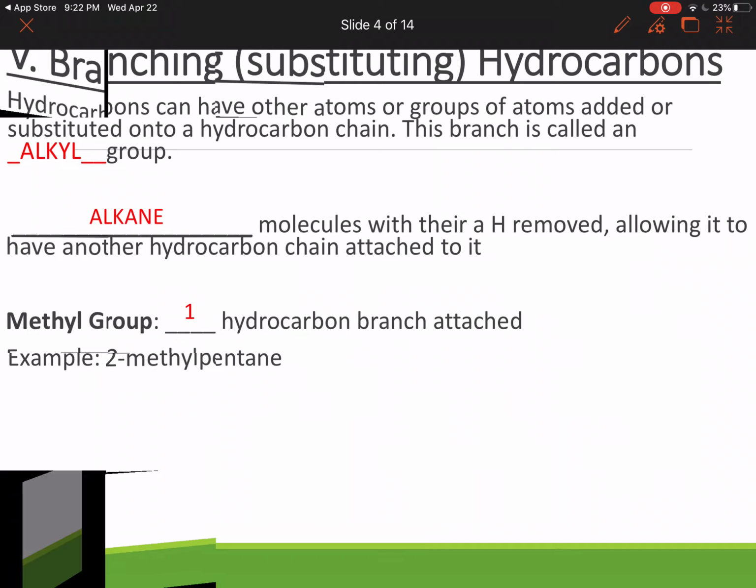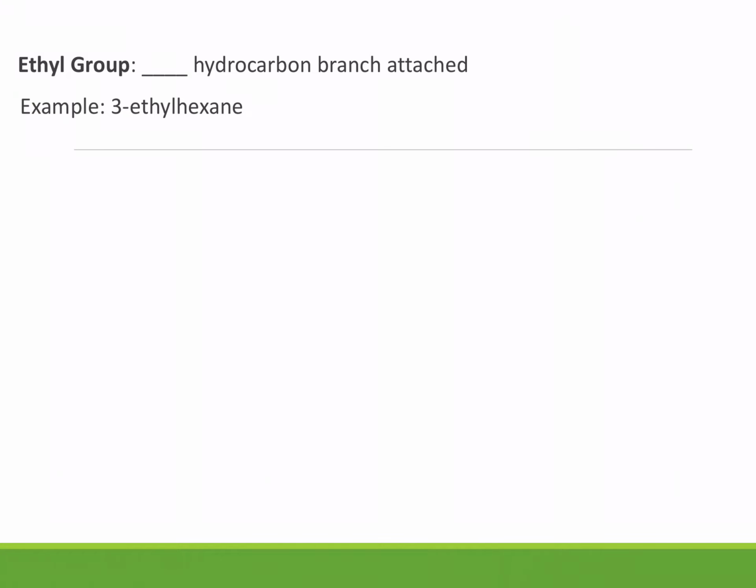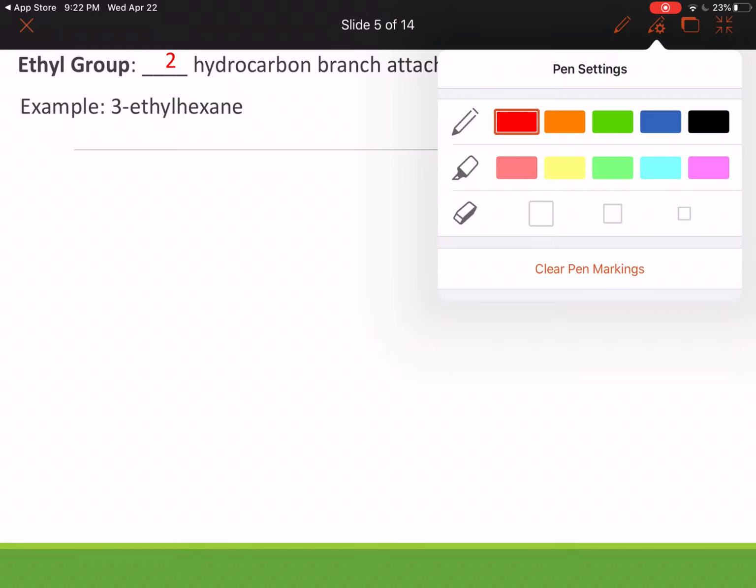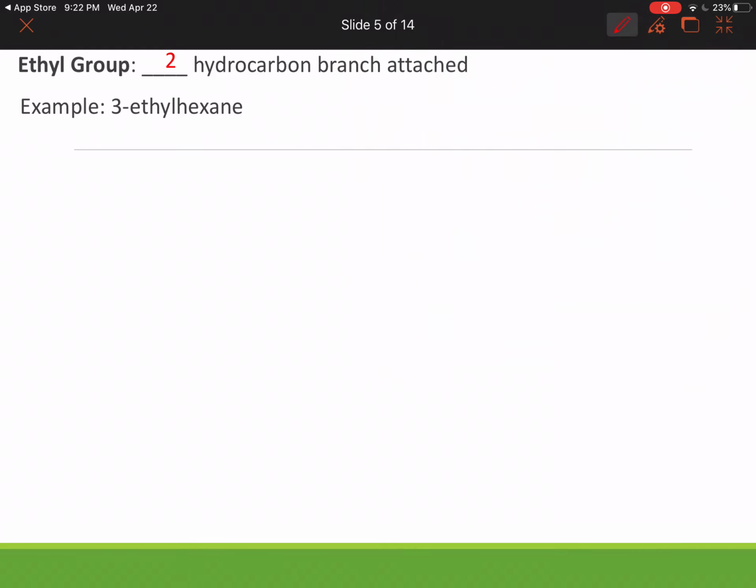Examples, examples, examples. All right. So what if we have an ethyl group? Instead of a methyl group, we're going to have an ethyl group. An ethyl group is going to have a 2 hydrocarbon branch attached, so 2 carbons in this. So what is this going to look like? Well, that means we have 2 carbons attached to each other because that's what makes an ethyl. And we're going to have hydrogens all around.